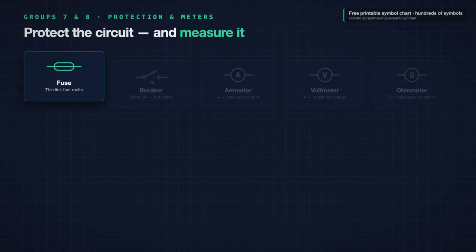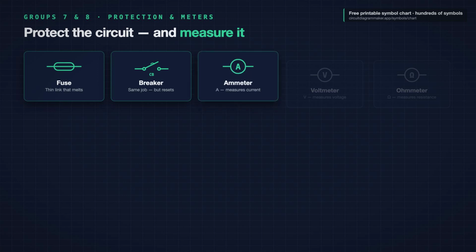Group 7, protective devices. A fuse is a thin link that melts if the current runs too high, drawn as a rectangle or a small oval on the line. A circuit breaker does the same job, but resets. These cut the power before something burns.